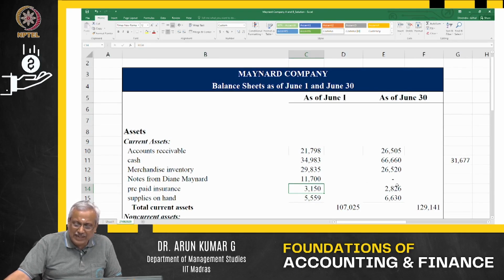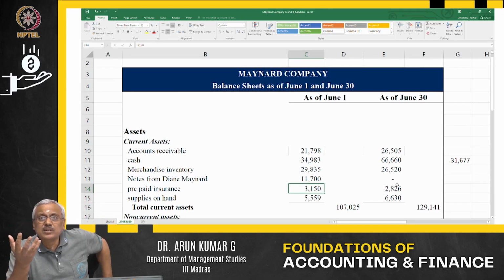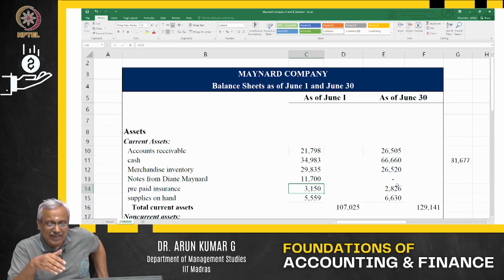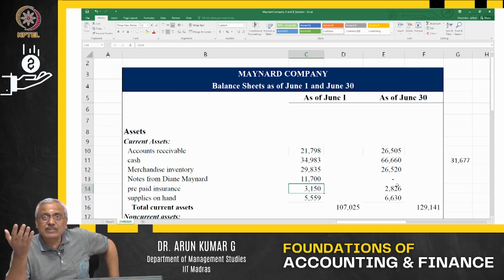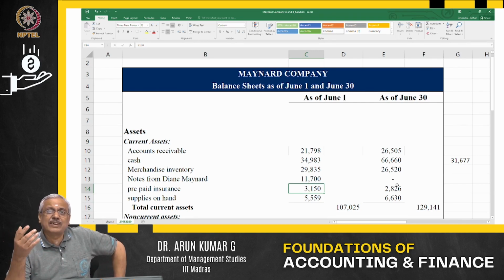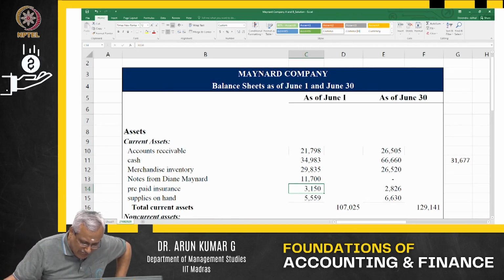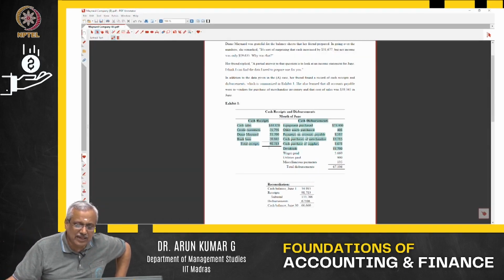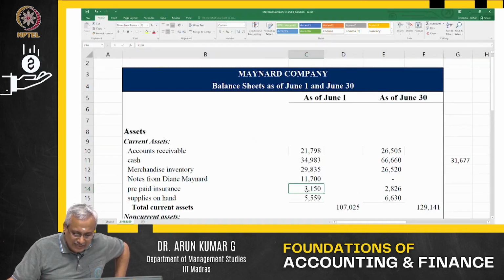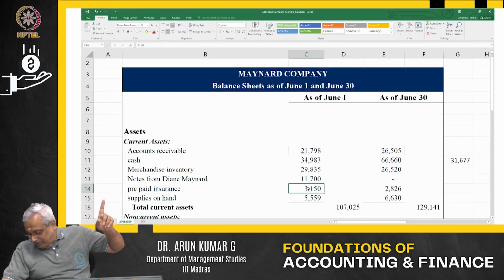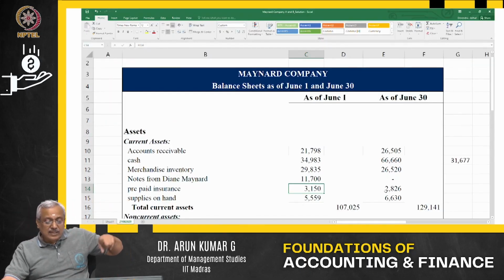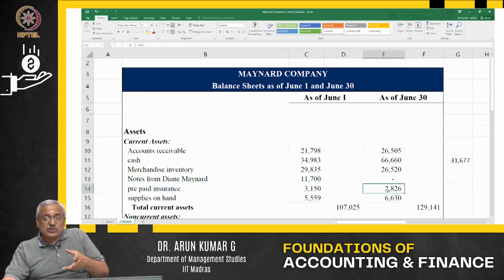That means what has happened? It has reduced. Why has it reduced? Because you utilized it for the month of June. Otherwise, why will it reduce? No, sir, they might have given back cash. If they have given back cash, it will be there in the cash receipt out here, like your bank loan. So, it is not there. So, that means the insurance premium at the beginning of the month was 3150. For the month of June, whatever you utilized, 2826 is still prepaid.